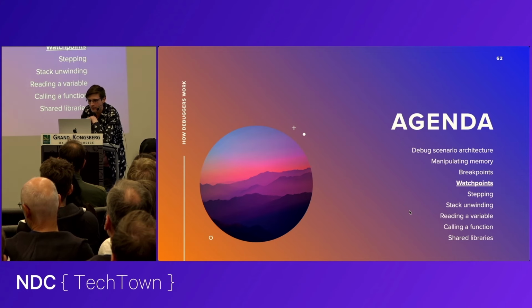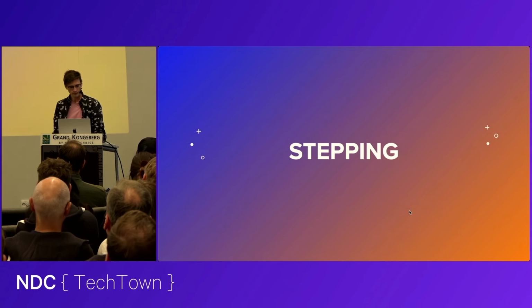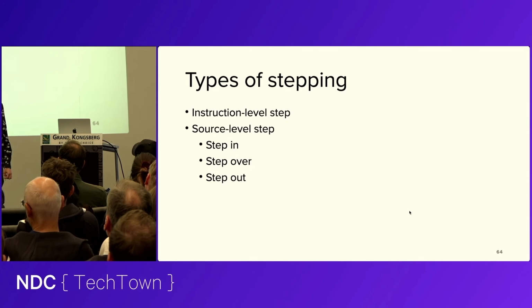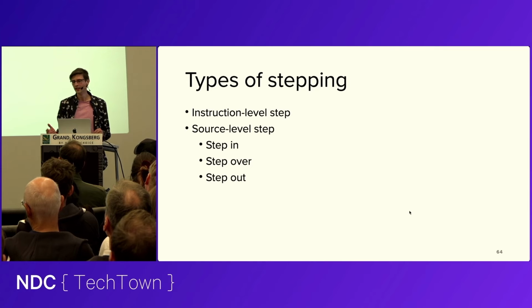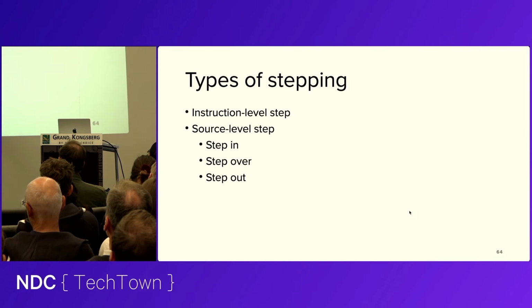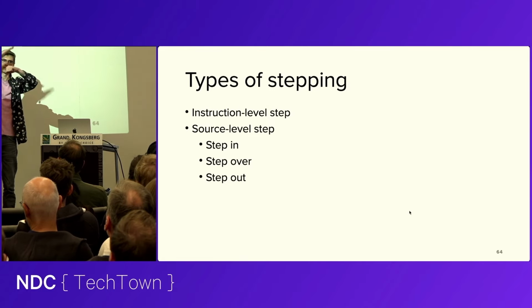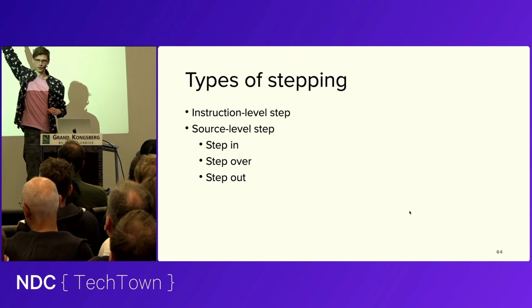Cool. So now I'm going to step on to stepping. There's a few different types of stepping at the machine instruction level and at the source level. With the source level, the ones we mostly use are stepping into function calls. So if we call a function, we want to go inside it. Stepping over function calls, so just skipping over the execution, and stepping out, going back to my caller.